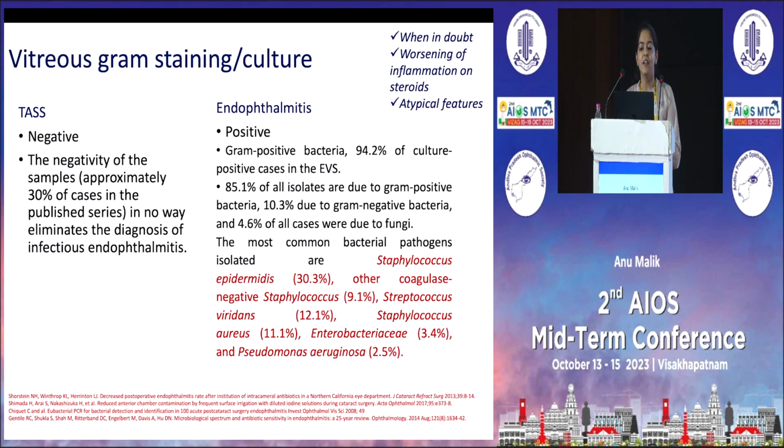So whenever we are in doubt, or there is worsening of the inflammation on steroids, or if we find some atypical features, we should go for vitreous Gram staining and culture, which is usually negative in TASS. And we can find positive cultures in endophthalmitis, usually gram-positive bacteria. 85.1% of all isolates can be due to gram-positive bacteria, 10.3% can be due to gram-negative bacteria, and 4.6% of all cases can be due to fungus.